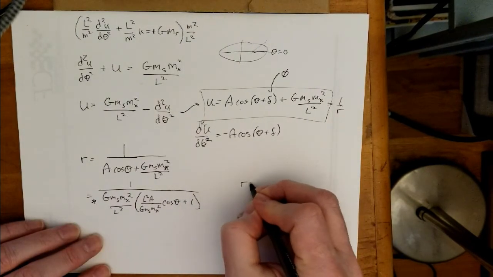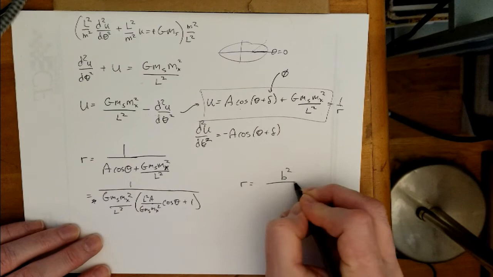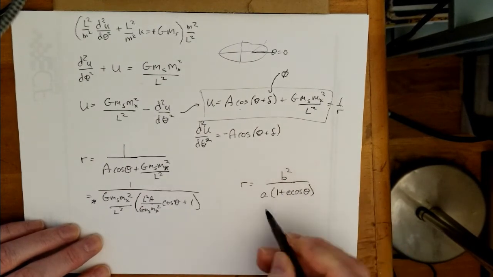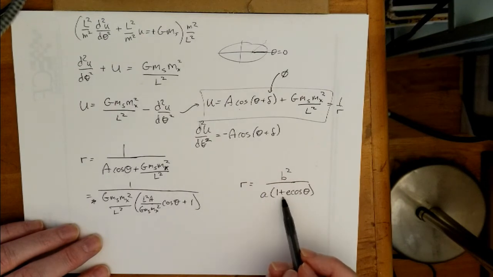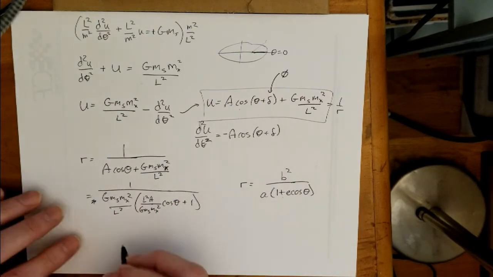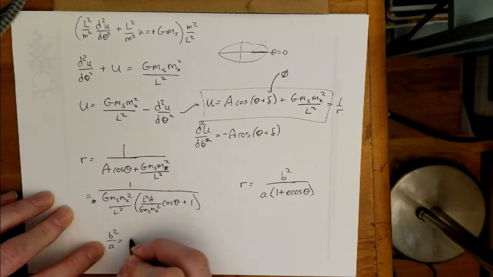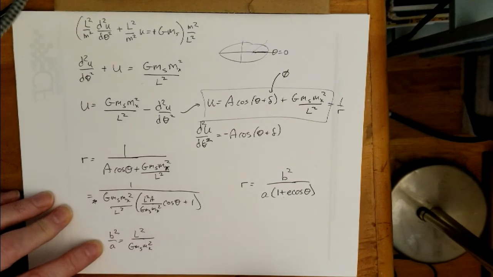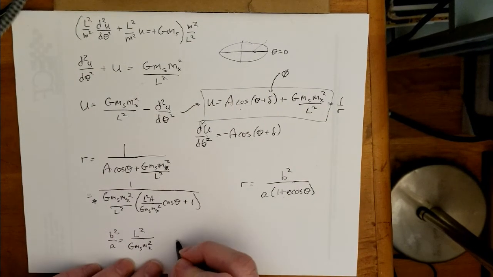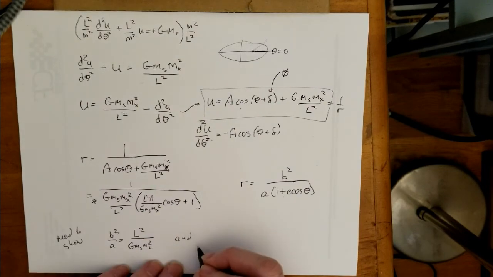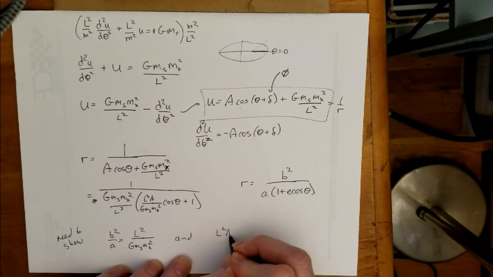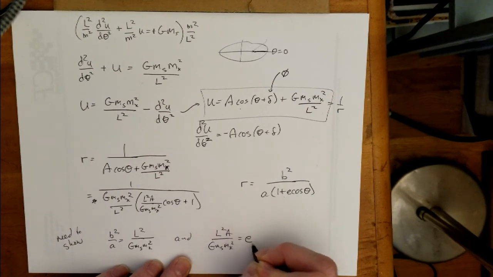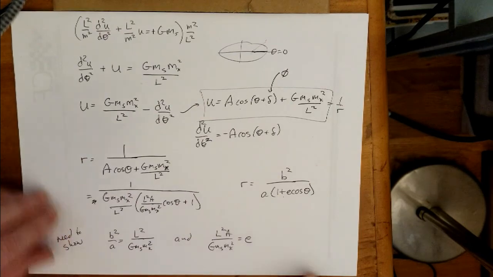Remember that in polar form, the formula for an ellipse is b squared over a times 1 plus e cosine theta. That is the formula for an ellipse in polar form. So if we can connect these two, if we can show that b squared over a is equal to L squared over G mass of sun, mass of X squared, and that L squared A over G mass of sun, mass of X squared equals the eccentricity, then we have shown that the planet travels in an ellipse.